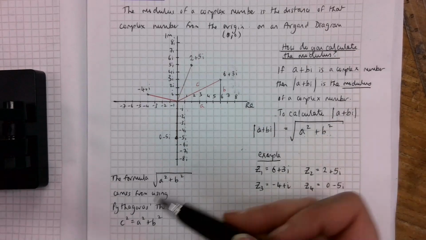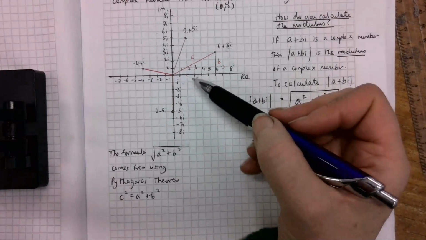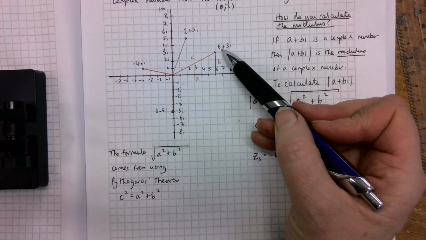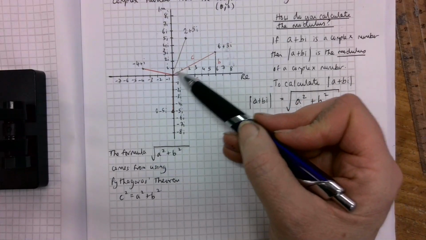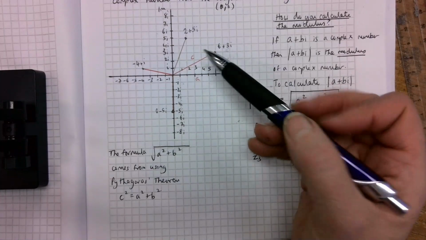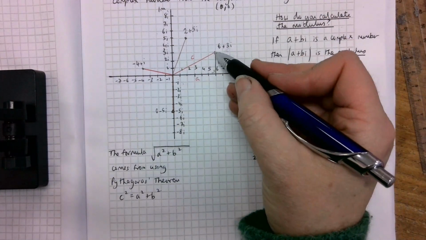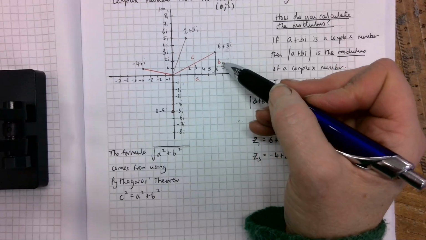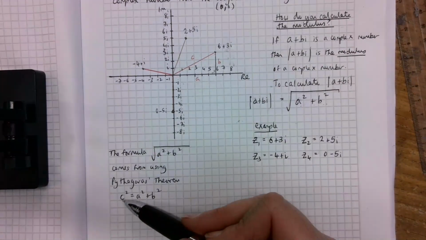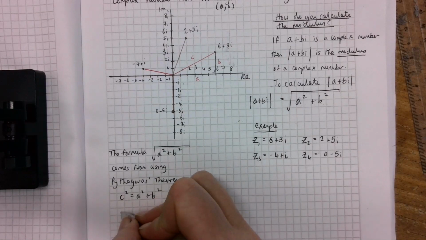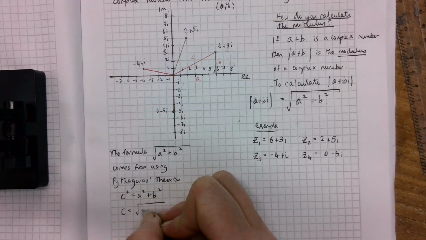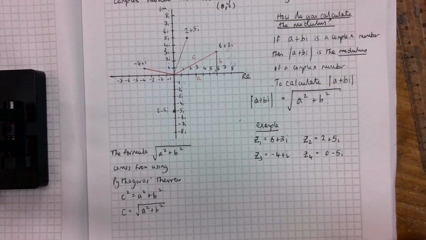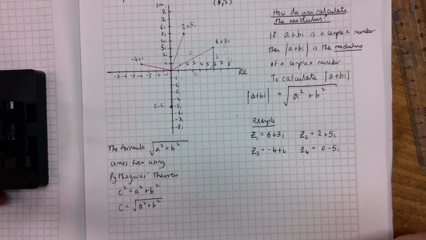Now where this is coming from is Pythagoras' theorem. You don't need to know this, I'm just briefly explaining that if this was our complex number 6 plus 3i, the distance of this complex number from the origin is the hypotenuse of a right angle triangle. From Pythagoras' theorem, c squared is equal to a squared plus b squared. If I square root both sides, c is equal to the square root of a squared plus b squared. That's where the formula comes from, but you don't have to worry about it. All you need to know is how to calculate it and to know that it means the distance.